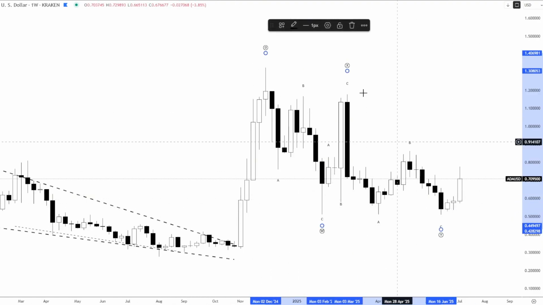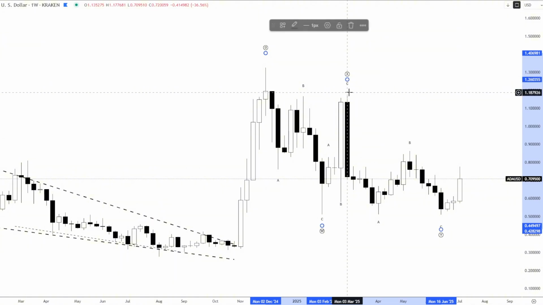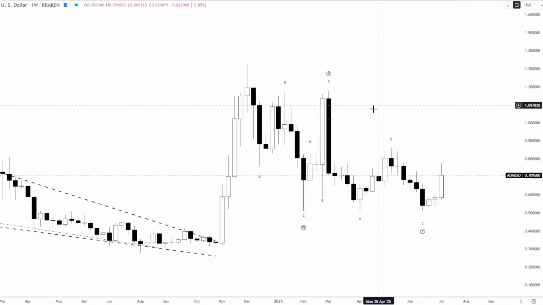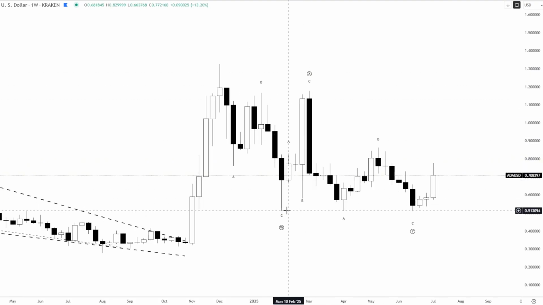So this is a sharp complex correction, right? A double zigzag, two zigzags tied to another, where the second zigzag really couldn't get much deeper than this low, just because of how brutal this move was. This was a huge liquidation event and probably even market manipulation.